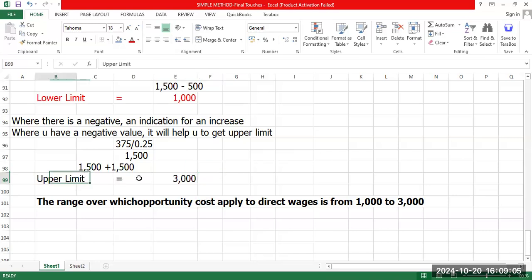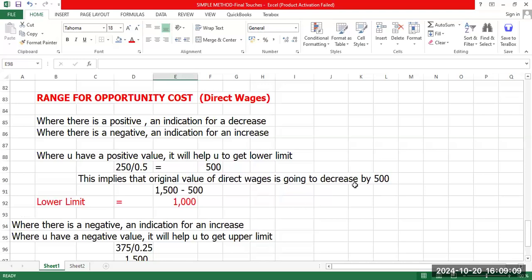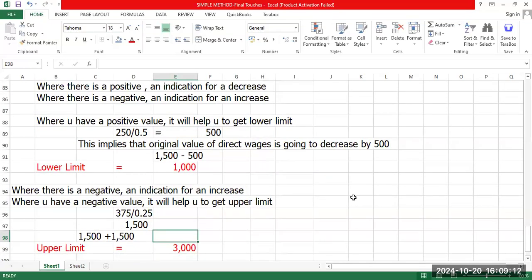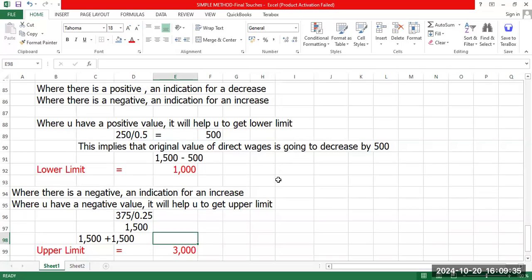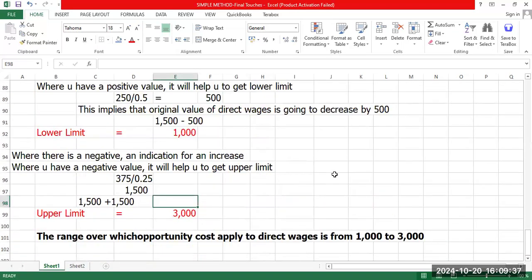Any question? So it means that here you are trying to bring in a range based on all your decision variables, not based on one decision variable. Here you are just trying to combine all of them.